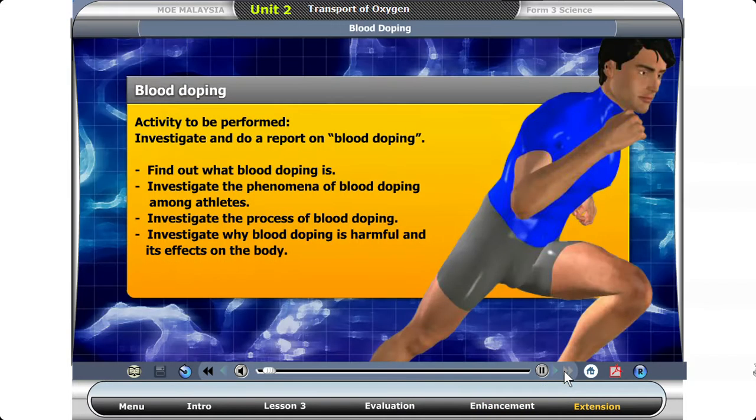Would an athlete perform better if their cells received more oxygen? Would the cells in an athlete's body produce more energy if more oxygen is supplied to it? Some international athletes resort to an illegal practice known as blood doping to increase their performance. Your assignment is to investigate and write a report on blood doping. Discuss with your friends why international sports bodies have banned blood doping.